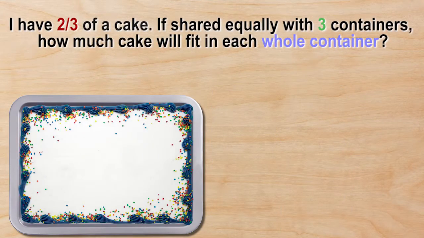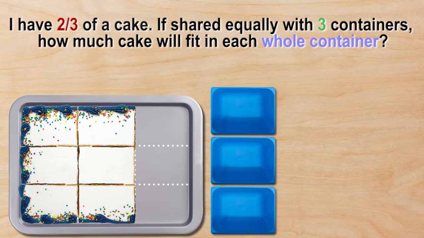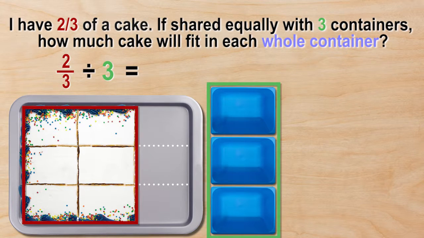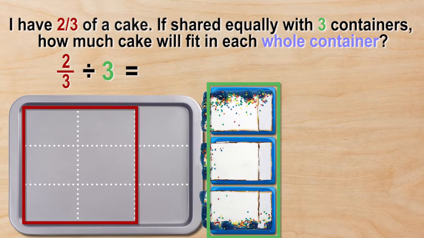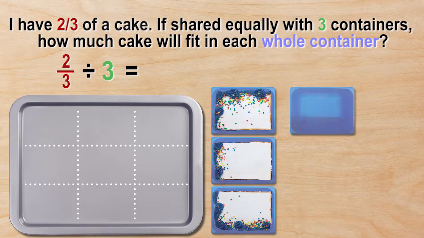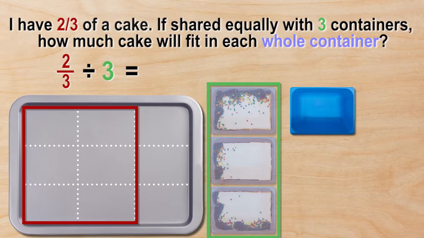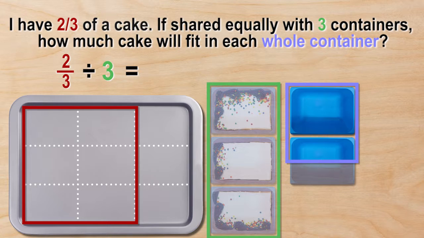I have 2/3 of a cake. If it is shared equally with 3 containers, how much cake will fit in each container? We know from the problem that 2/3 is enough for 3 containers. We want to find out how much is enough for 1 container. There are 3 containers holding cake. Since 3 containers hold 2/3 of a cake, 1½ containers holds 1/3 of a cake.